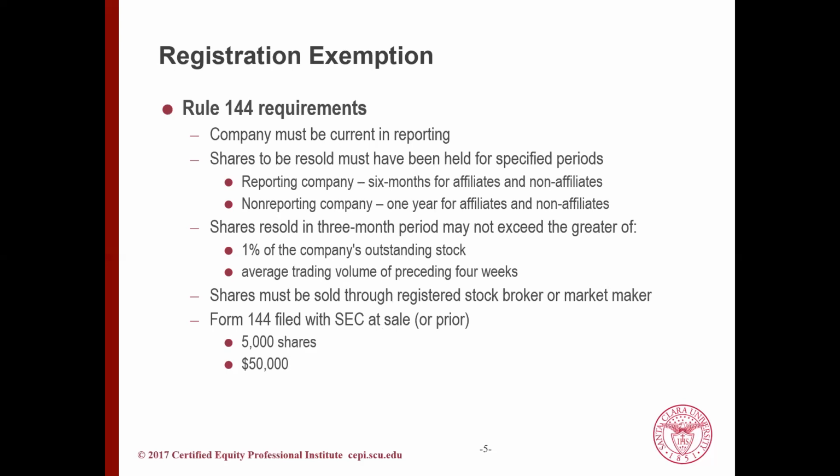Another piece of it is that the shares sold within a 3-month period may not exceed the greater of 1% of the company's outstanding stock, and the average trading volume for the preceding 4 weeks. The shares must be sold through a registered broker or market maker, and the Form 144 must be filed with the SEC at sale or prior to sale if they're selling 5,000 or more shares or $50,000 worth of stock. This is if the shares are not registered, so this is to qualify for a registration exemption.